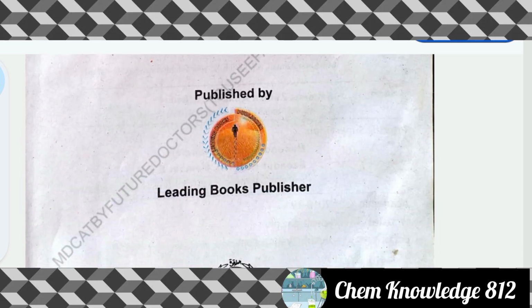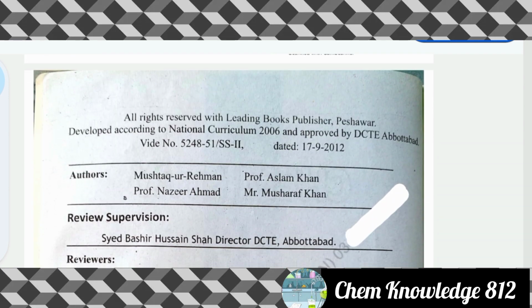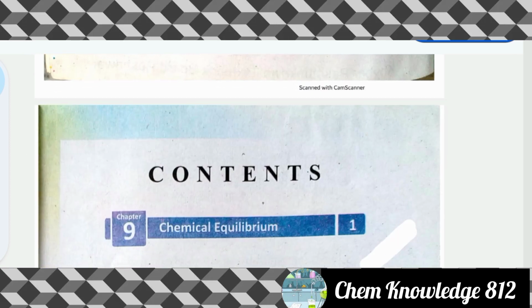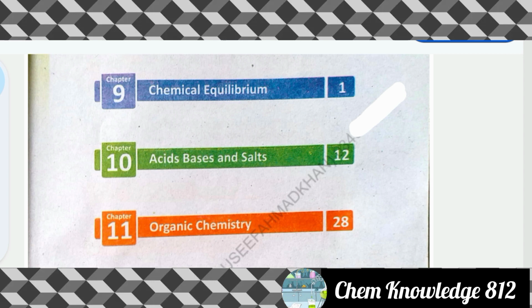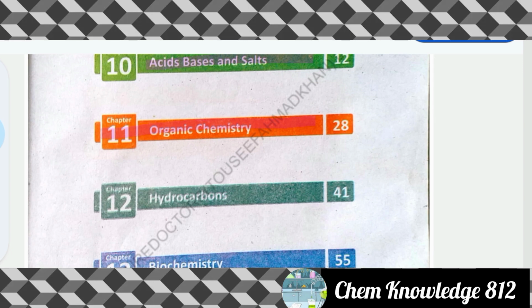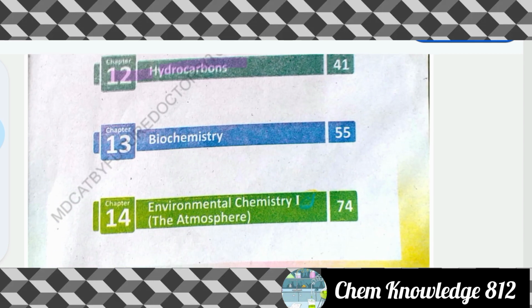In this chapter, we are going to discuss the chapters which are given. The first is chapter number 9, the chemical equilibrium. The second is chapter number 10, acids, bases, and salts. The third is chapter number 11, organic chemistry. The fourth is chapter number 12, hydrocarbons. The fifth is chapter number 13, which is biochemistry.